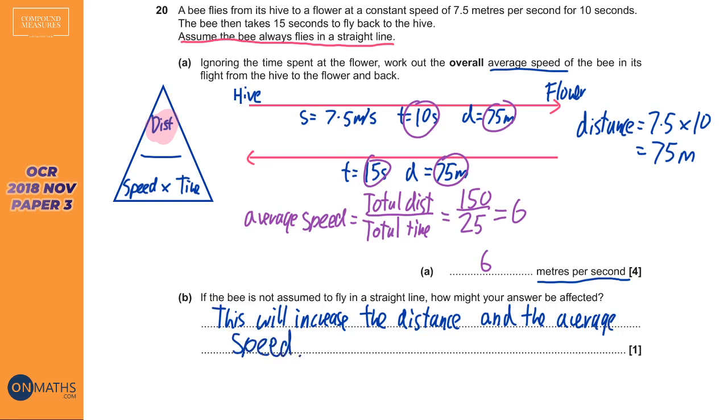And you can say something like, this will increase the distance, therefore this will increase the average speed. But as long as you say that the average speed may be greater if it's not flying in a straight line, the distance will definitely increase, because the quickest way between 2 points is always a straight line. So if you're not going in a straight line, then the distance will increase, and therefore so will the speed.